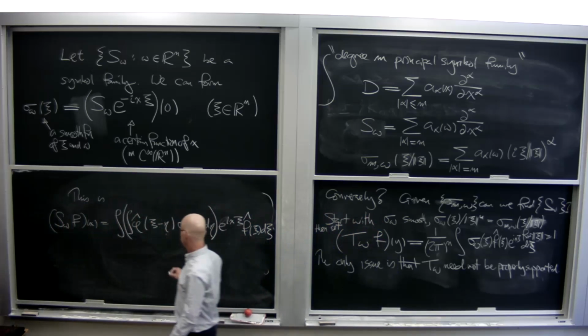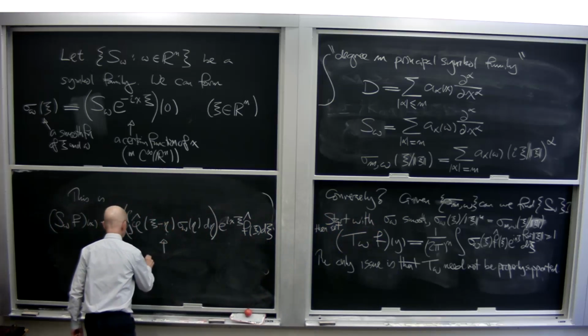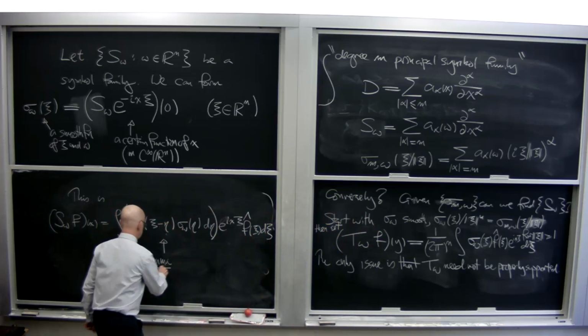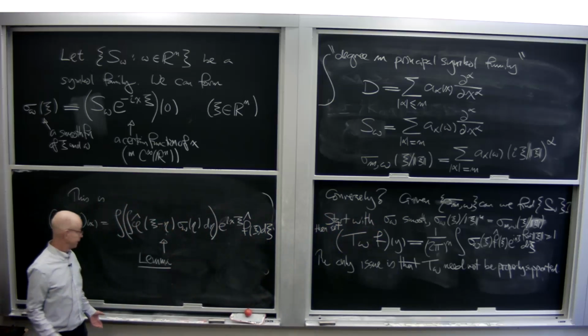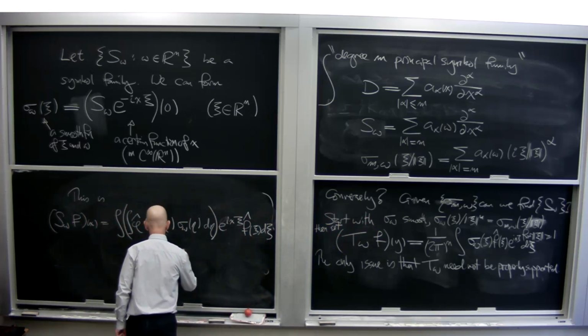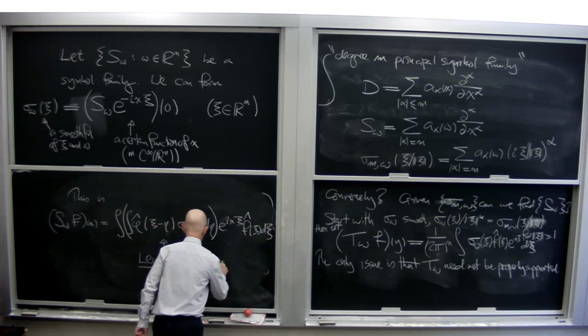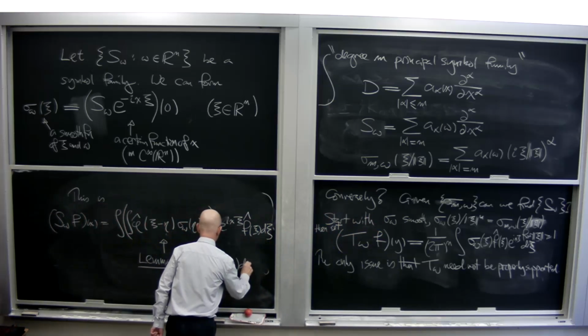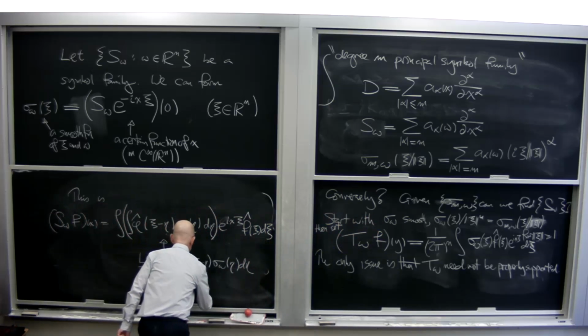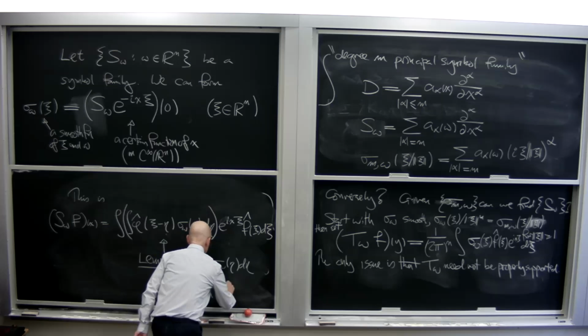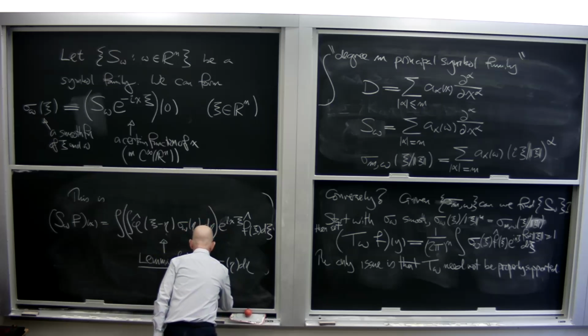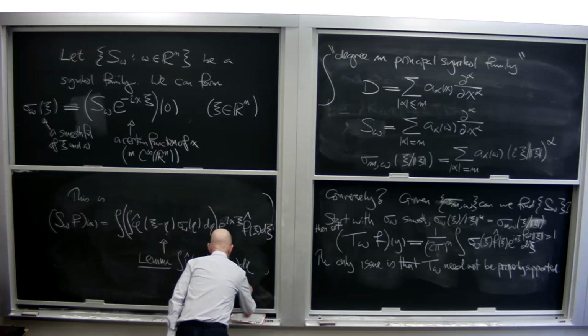And the little lemma, which is an exercise in calculus again, is that this function here, I'll write it out rather than give it a name, is exactly what you started with, plus a Schwartz function, depending smoothly on omega, of course.